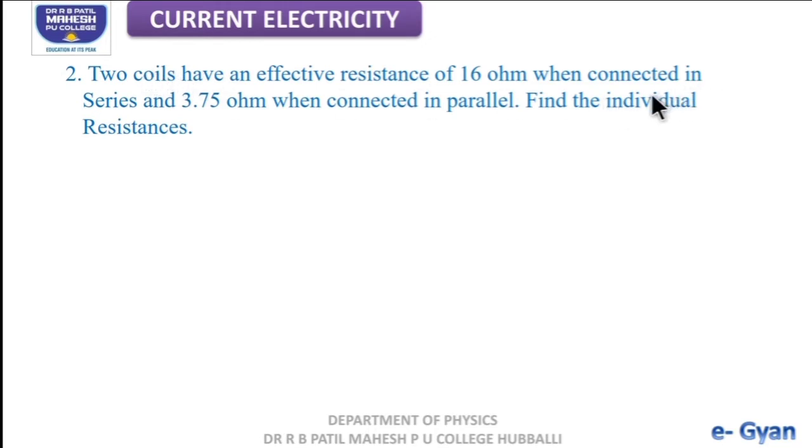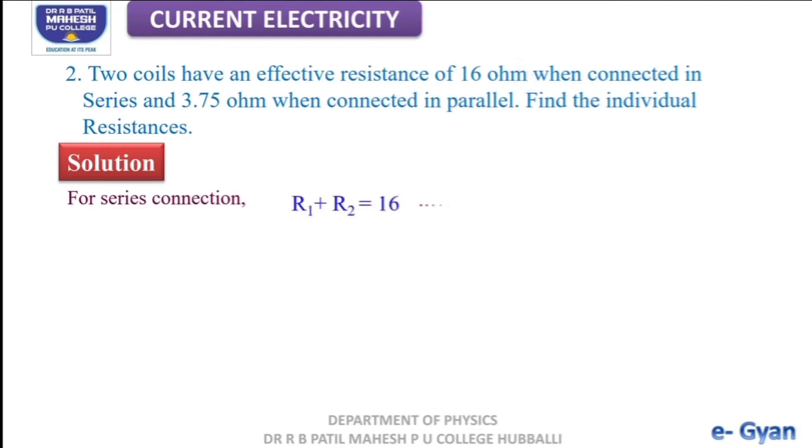I am going to name those resistances as R1 and R2. For series connection, we know that Rs is equal to R1 plus R2. Here Rs is given as 16. Therefore, R1 plus R2 is equal to 16. Let this equation be 1.